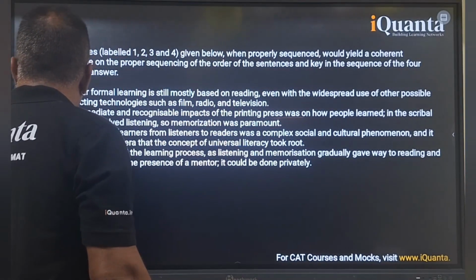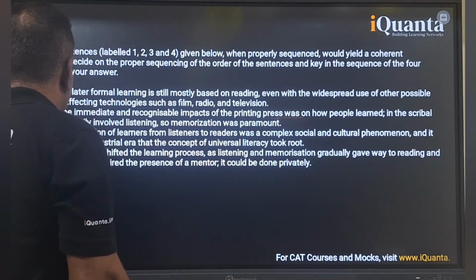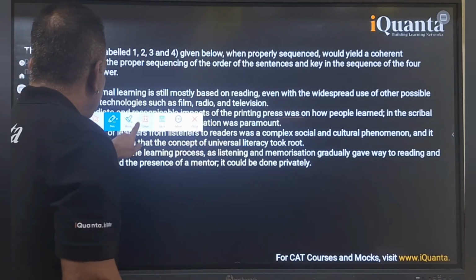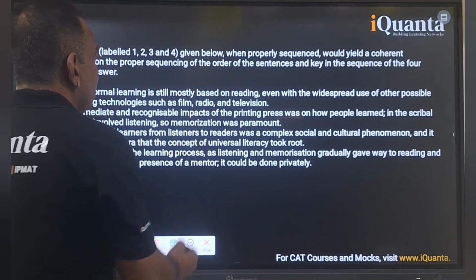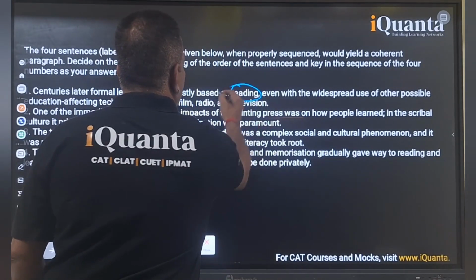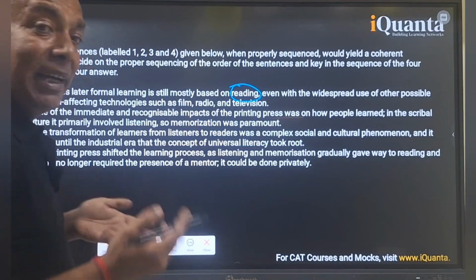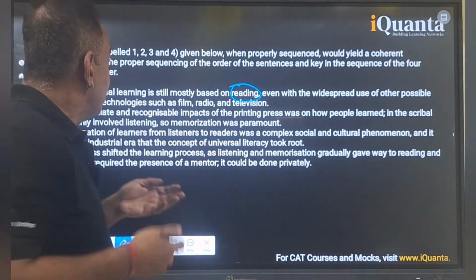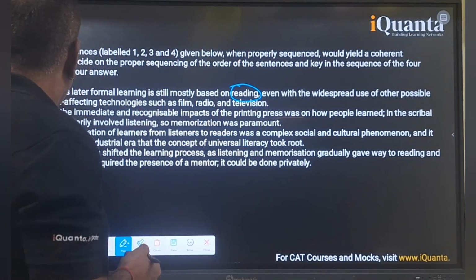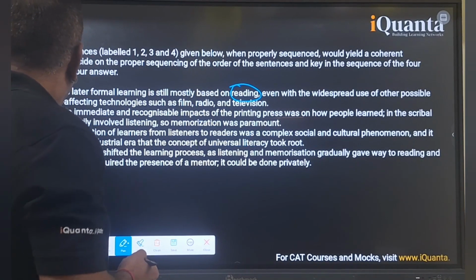All right, let me bring it here. Yes. So we are talking about reading. So that's the basis of learning knowledge. To gain knowledge, you read. That's what it's saying.